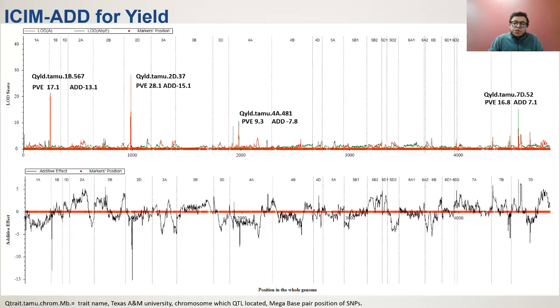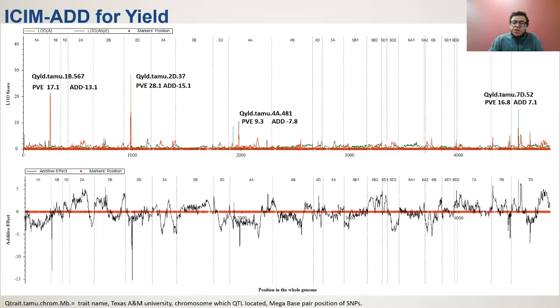We have many consistent yield QTL, but I'm not going to talk about all of them. I will go through some major QTLs. For example, the QTL on 1B, which explained 17.1% phenotypic variation and a 13.1 additive effect. Also, we can see it has a high LOD score.